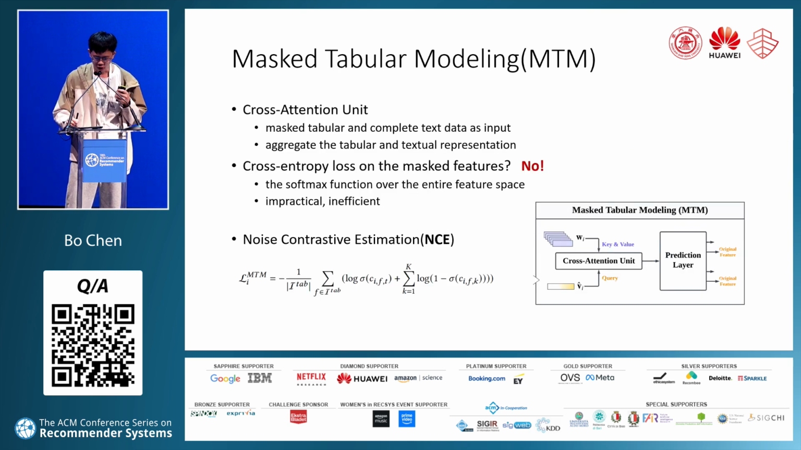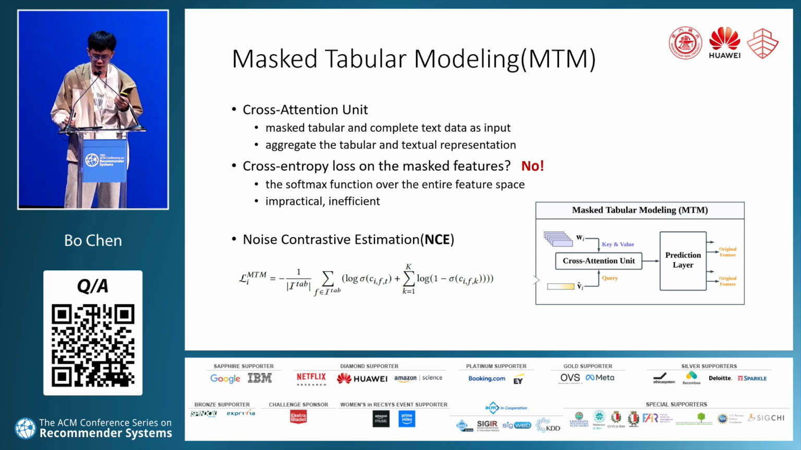As for the masked tabular modeling, it takes the masked tabular and the complete text data as input and aims to recover the masked feature ID. And we decided to use the cross-entropy loss to aggregate the tabular representations with the textual representations. However, we cannot use cross-entropy here because this loss needs to compute the softmax function over the entire feature space, which is impractical and inefficient.